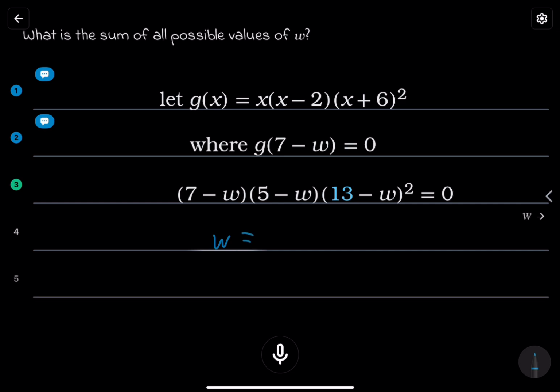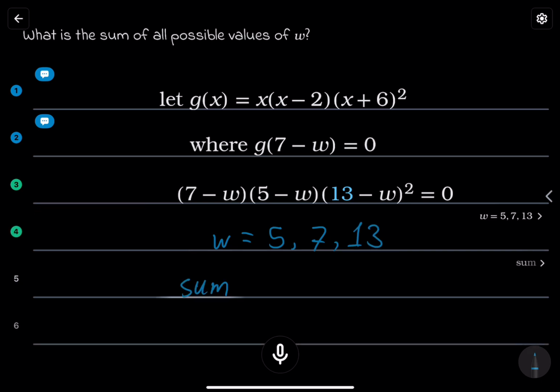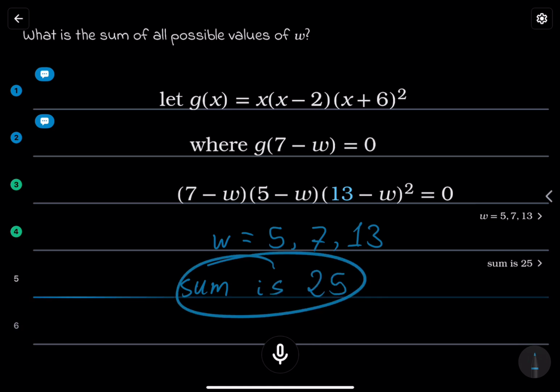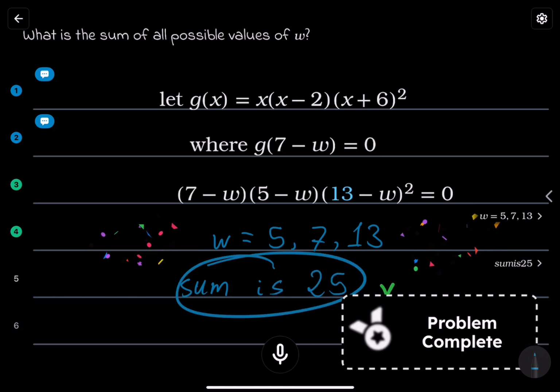So we can say that the roots for w are 5, 7. Note if I stop at this point, for example, it'll say some solutions are missing. We need the last one, which is also 13. Perfect, it's gone green. So we can say that the sum is equal to 25. Right, and I can circle that line and Chiron will check whether my answer is right, which it is.